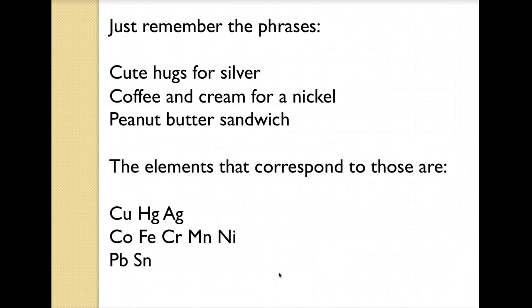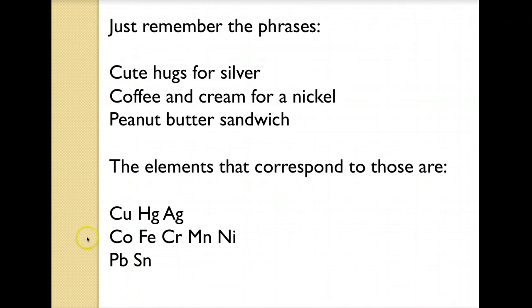Well, you just have to remember the phrases: cute hugs for silver, coffee and cream for a nickel, and peanut butter sandwich. And the elements that correspond to those are, here we have cute hugs for silver. You can see Cu, Hg, and Ag. And those are the symbols for copper, mercury, and silver. And if you look at this, it kind of looks like cute hugs for silver. Ag is silver.